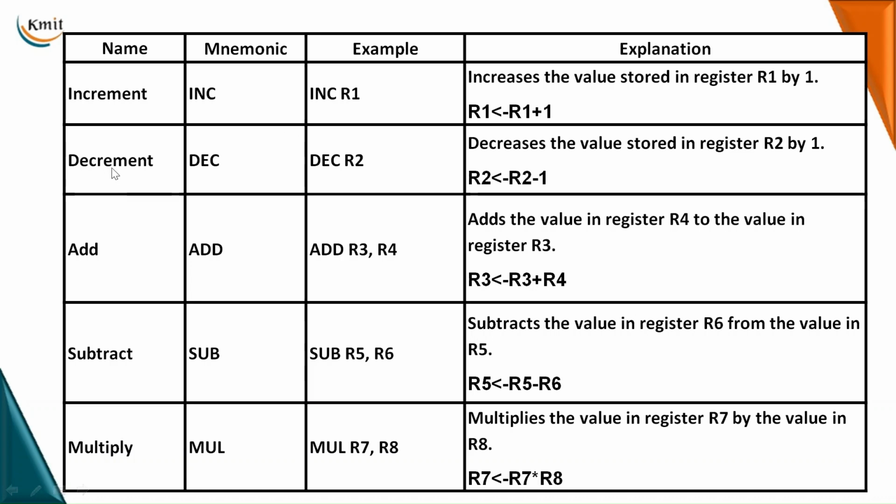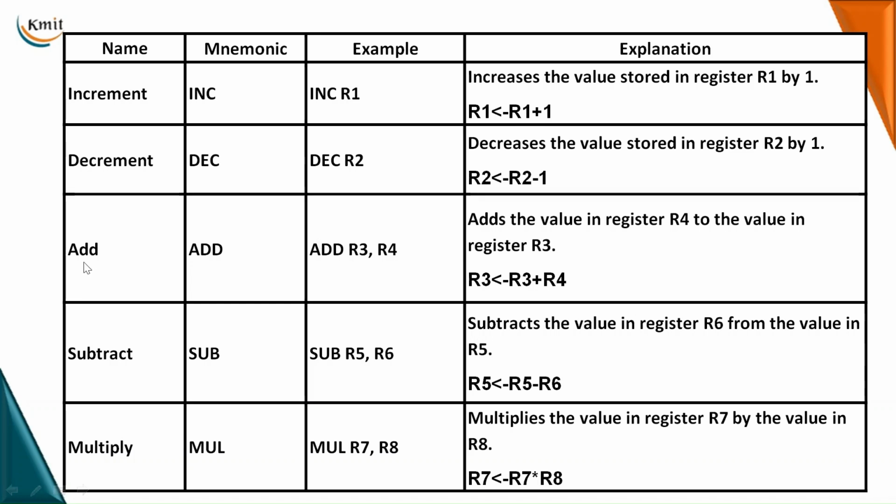Next is the decrement operation. Decrement instruction is represented by DEC. So DEC R2 means it decreases the value stored in the register R2 by 1. So R2 implies R2 minus 1.